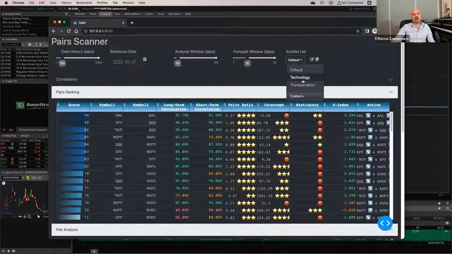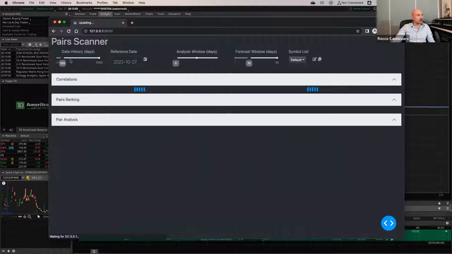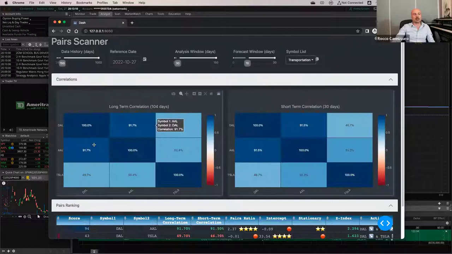For example, here, you can also choose different symbol lists. Let me refresh it. For example, I could choose technologies or transportation, so it's going to look at different sectors. You can even create your own lists and create copies and things of that nature. So I just have to finalize a few more things here and then hook it up to live data to get the latest data every single day. And then eventually this will be a subscription service. But we haven't launched it yet. I'm hoping to have this done in the next few months, and then we'll launch it.